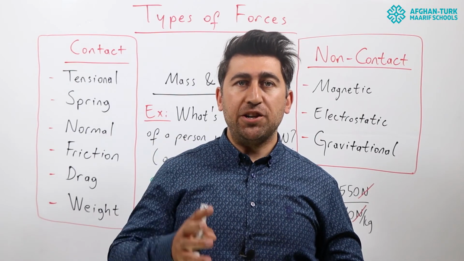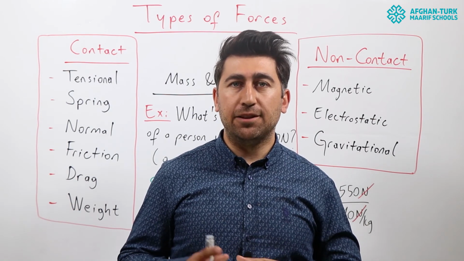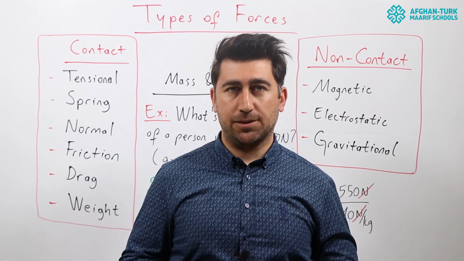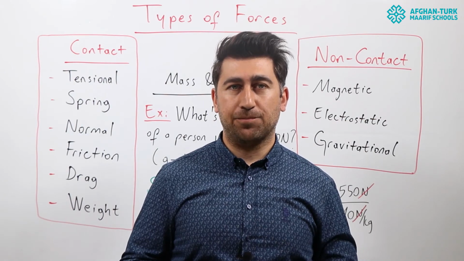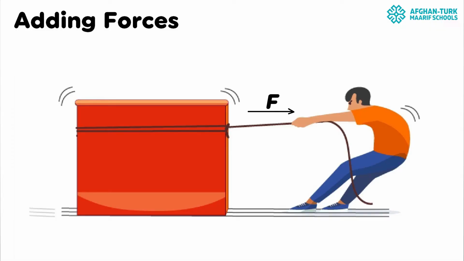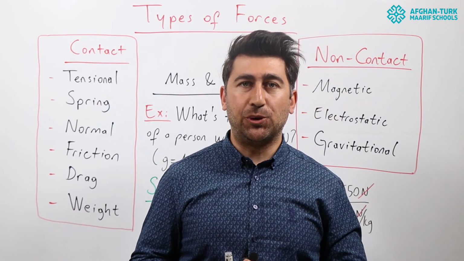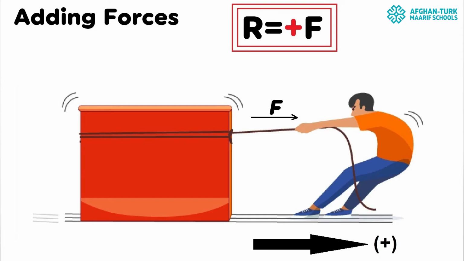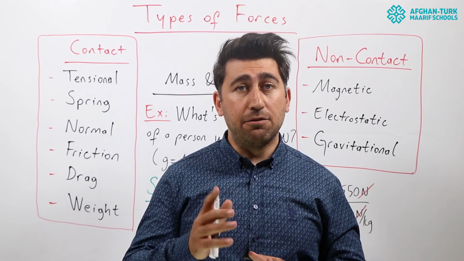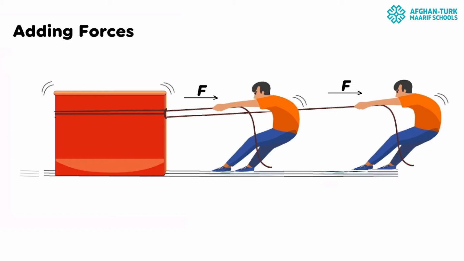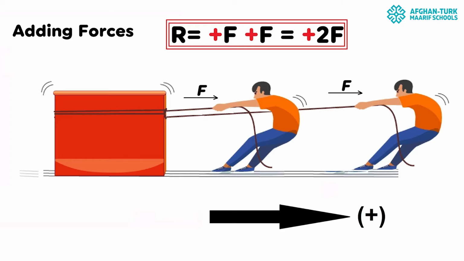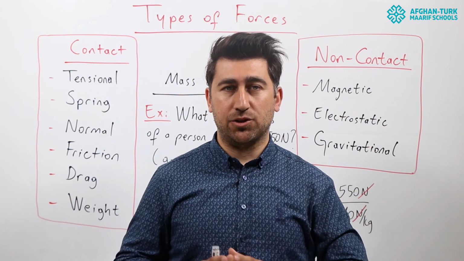There are two operations in combining forces: adding forces and subtracting forces. The first one is adding forces. As you can see in the picture, there is a guy pulling the box to the right side with a force of F. So the resultant force is just F because there is no other force. However, if we add one more person here, the resultant force will become F plus F, 2F, because the force we just added also has the same magnitude and same direction.